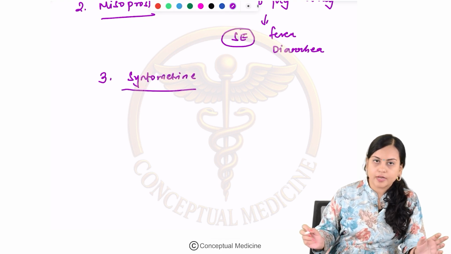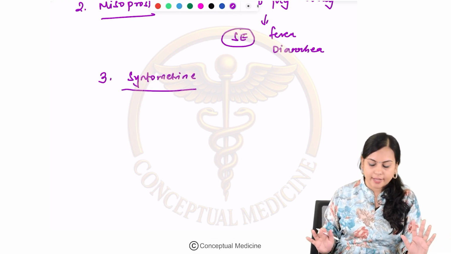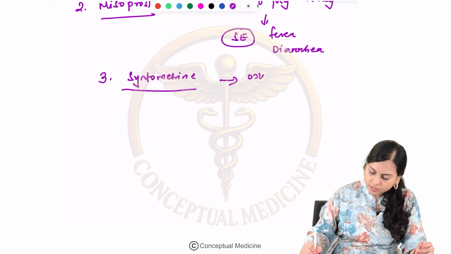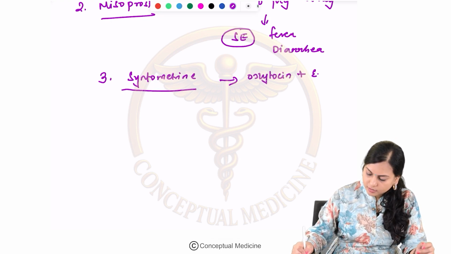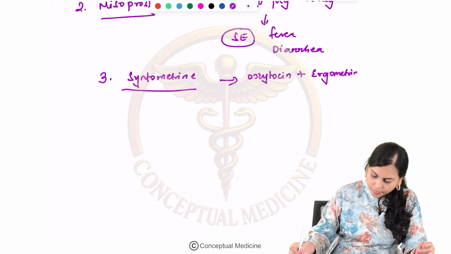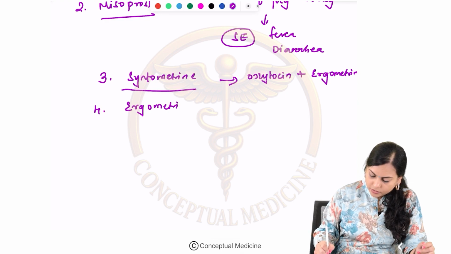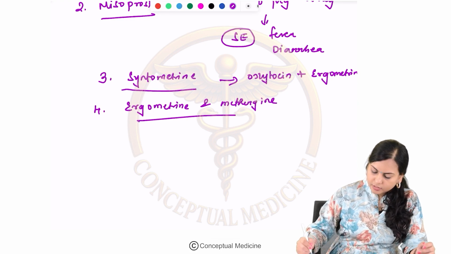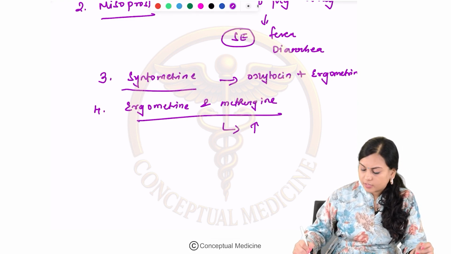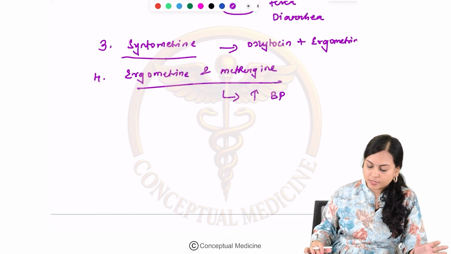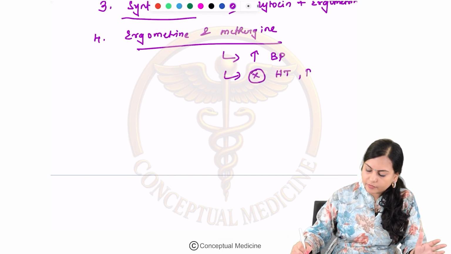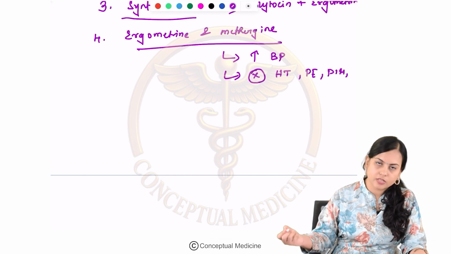syntometrine, which is a combination of syntocinon, which is oxytocin, and ergometrine, and this can also be used. So, this is oxytocin plus ergometrine, and the next one is ergometrine and methergine itself, but these are associated with increasing BP since these are ergot substances. So, this is contraindicated in hypertensive women with preeclampsia, PIH, etc.